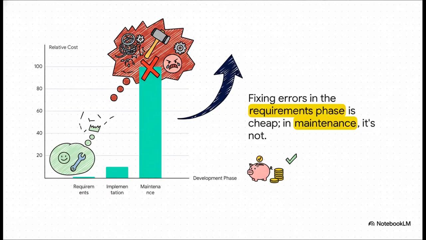Just look at this graph. Fixing a problem when you're still in the requirements phase, that tiny little bar on the left, it's cheap, it's easy. But fixing that exact same problem once the software is already out there, in the maintenance phase, whoa. Look at that massive bar on the right. The cost just explodes. So getting requirements right from the start isn't just a nice idea, it's just plain smart.